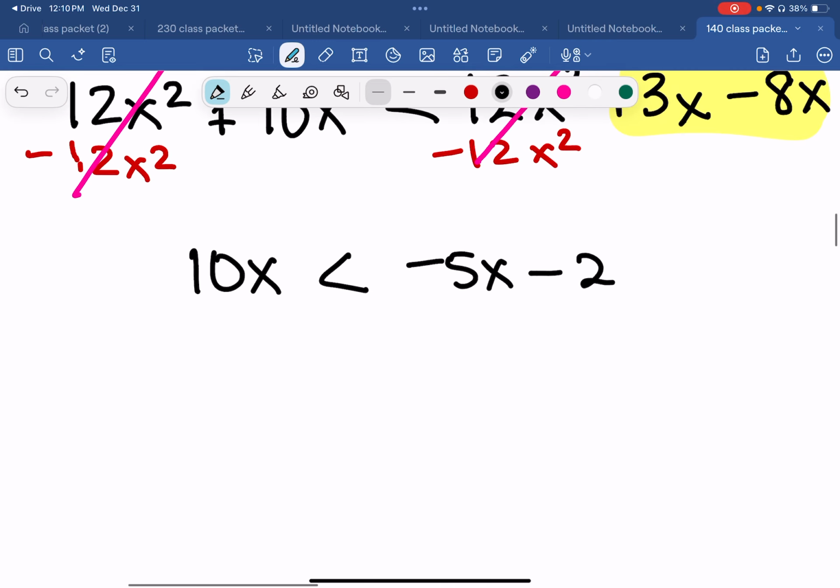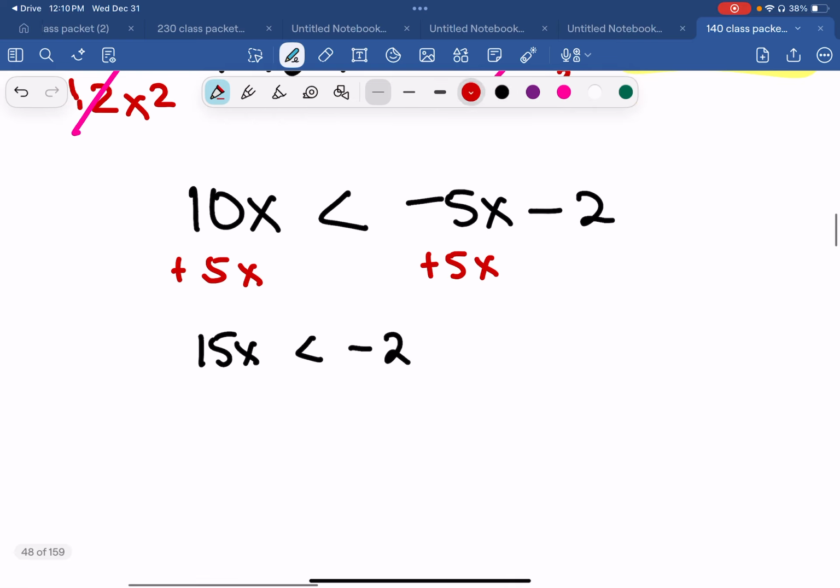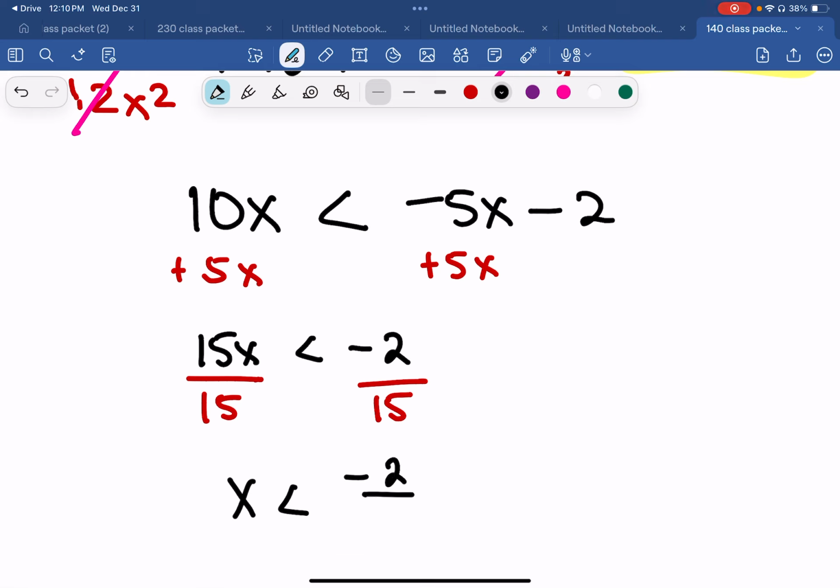Okay, from here, I'm trying to solve for x. So I'm going to collect them on one side of the inequality. So I'm going to add 5x to both sides. And that's going to leave me with 15x is less than negative 2. And then the last thing to get my x by itself is divide both sides by 15. And that's going to leave me with x is less than negative 2 over 15. And that's my answer.